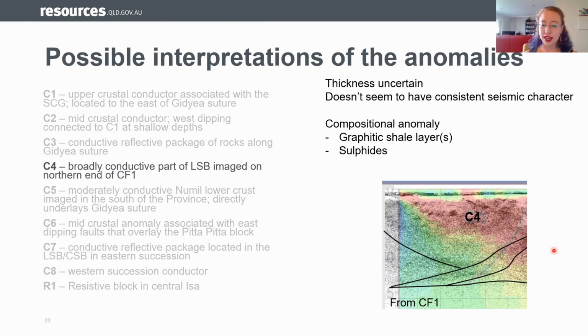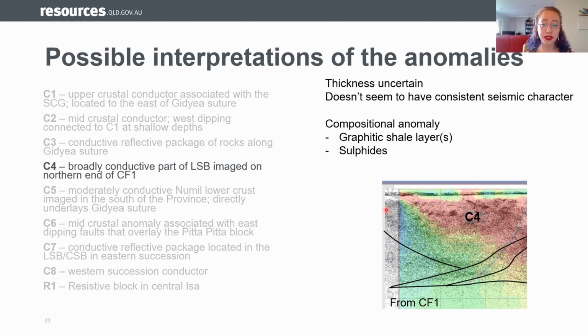This little isolated conductor in the very far north is a bit of a difficult one. I haven't given it a lot of consideration because it's not as interesting as the others, I decided. So again, I think we're probably in a situation here where the thickness is uncertain. It looks like it's a very thick package on the current inversions. It doesn't have a consistent seismic character.